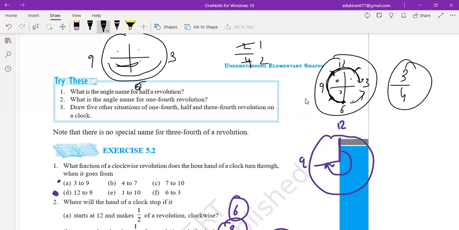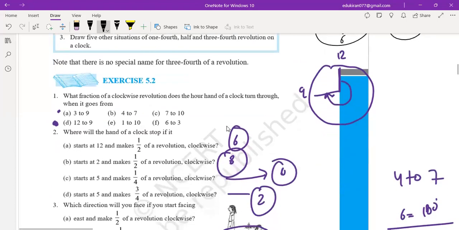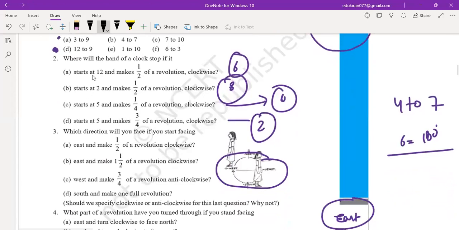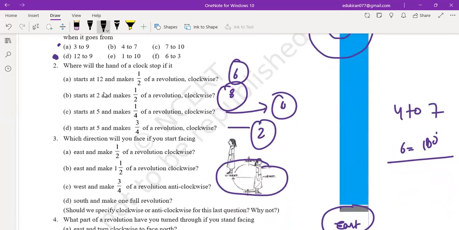Right? So for this type of question, you don't have to make any mistake, because you have to check how the clock moves. Don't go by the shortest distance. Okay? Now do this one. Make your clock. Where will the hand of the clock stop if it takes half a revolution like this? Fine? Okay, ma'am.